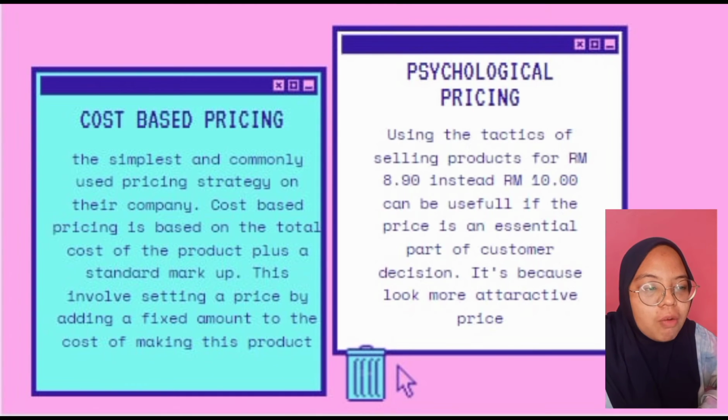For example, for our product, which is a folding machine, the margin of the electronic machine is 25% of the selling price. So we decided to set the price at 150 ringgit.